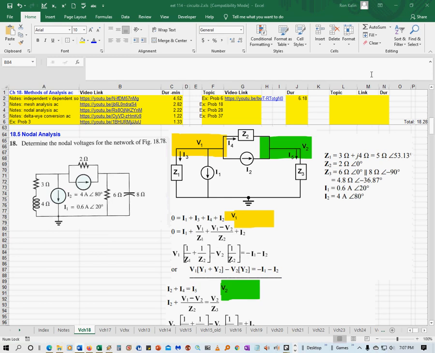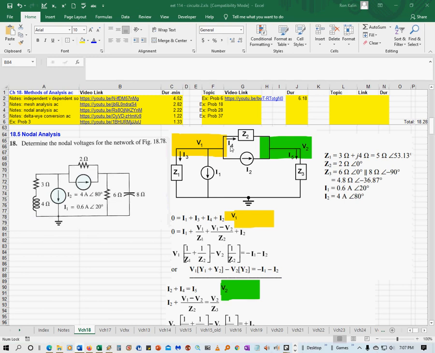EET 114, Chapter 18, Section 5, Nodal Analysis. Problem number 18 says determine the nodal voltages for the network shown below. So the first step is to identify the nodes. You have a node here and a node over here, and then this is your reference node, your ground node. Okay, that's where voltage is 0.